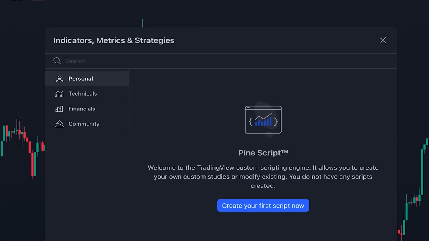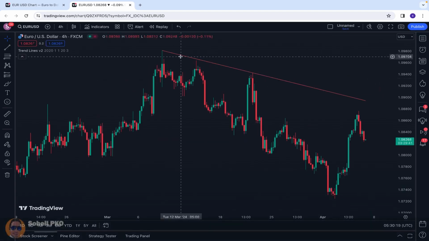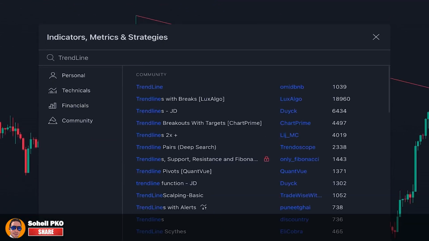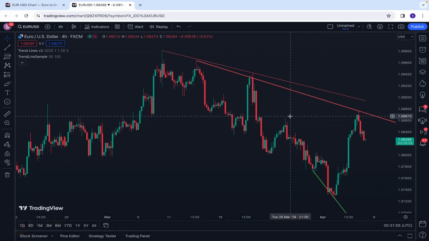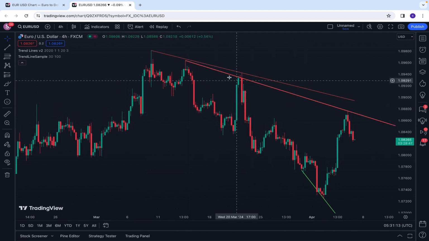The next indicator is a trend indicator, Trend Lines version 2, which is written by Lonesome the Blue. This is a very basic trend indicator that draws the most recent trend line on the chart. There is also another trend indicator, this one, Trend Line, written by Omid BNB, which I recommend you use together with the first one, so you will have a better sense of trends in the market by having trend lines on different angles depending on the current direction of the market.